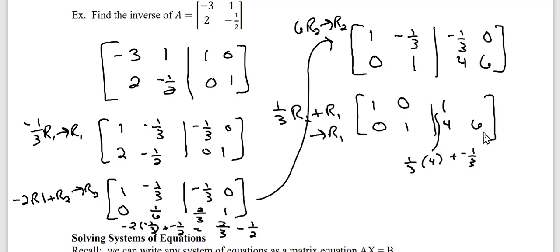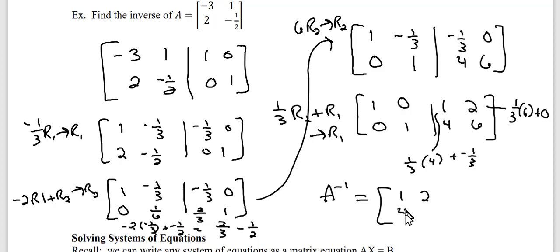Now we're going to do, for this one, 1/3 times 6 plus 0. That's 2. That tells me that A inverse is 1, 2, 4, 6. Okay, so that's how we find the inverse using row operations.